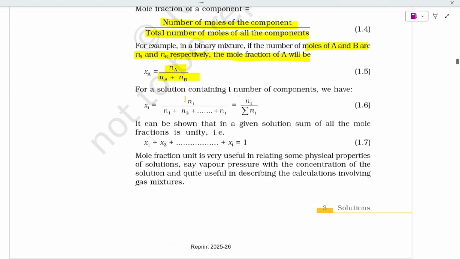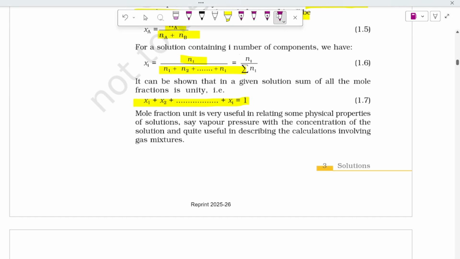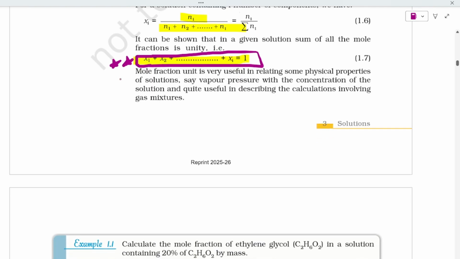And for the i-th component, you have ni divided by n1 plus n2 plus up to ni, and this is your mole fraction, which is very important. If you add all the mole fractions, you will have 1. To verify your answer, you can do this. It is one of the most important concepts you have to understand: if you add all the mole fractions, you will get unity. Unity is nothing but 1.